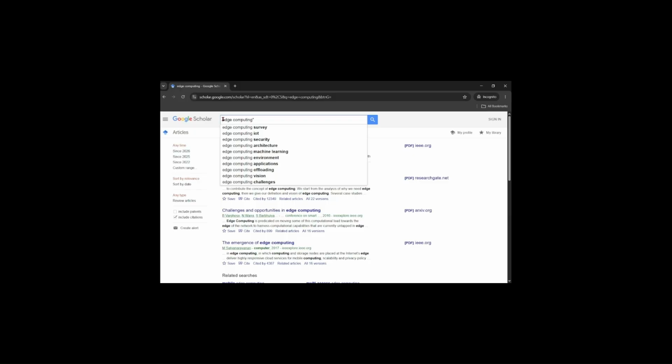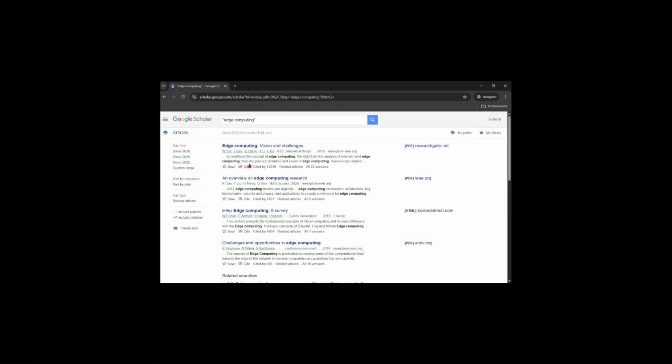Quotation marks tell Google Scholar to search for these words as an exact phrase. Instead of treating edge and computing as separate keywords, the search now focuses specifically on the phrase edge computing. This makes the results more relevant to our topic and reduces some of the results that may only contain the individual words. This is a useful first step when conducting a literature search because it allows us to establish a clear and specific main keyword.